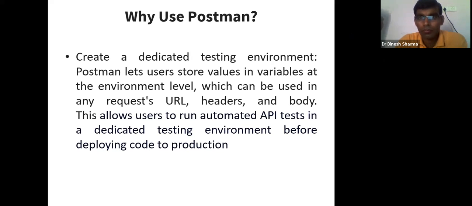Why is Postman necessary? Creating a dedicated testing environment. Postman lets users store values in variables at the environment variable level, which can be used in any request URL, header, and body. This allows users to run automated API tests in a dedicated testing environment before deploying code to production.